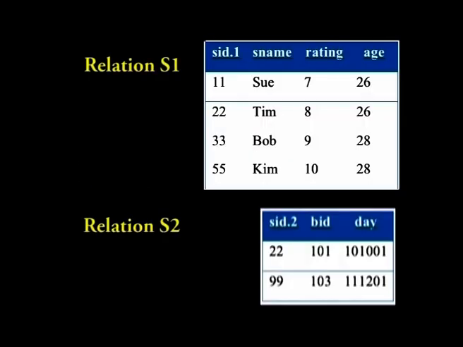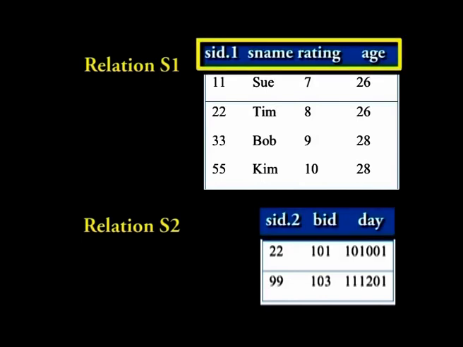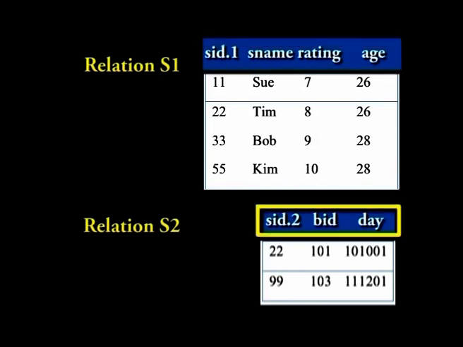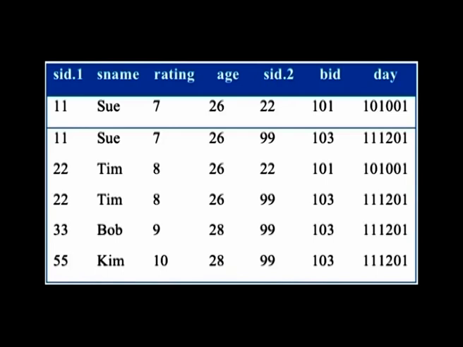For example, let us take two relations of students named S1 and S2. S1 with attributes student ID dot 1, S name, rating and age, and the relation S2 with attributes student ID dot 2, BID and day as shown. And let theta join operation be. Look at the resulting relation.